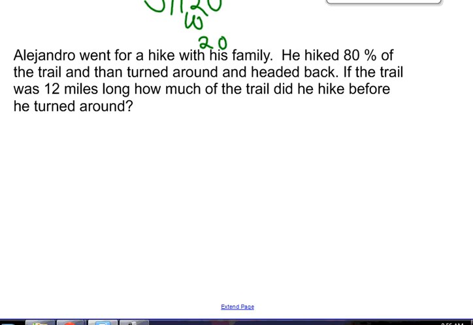Alejandro went for a hike with his family. He hiked 80% of the trail and then turned around and headed back. If the trail was 12 miles long, how much of the trail did he hike before he turned around? Right? So we're going to be multiplying by 12, right? Of 12. Figuring out how much of the trail, and we know 80%.